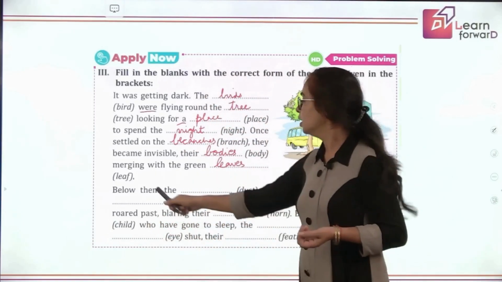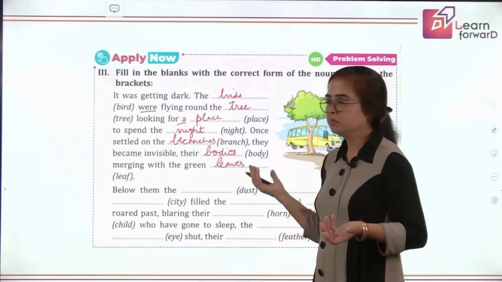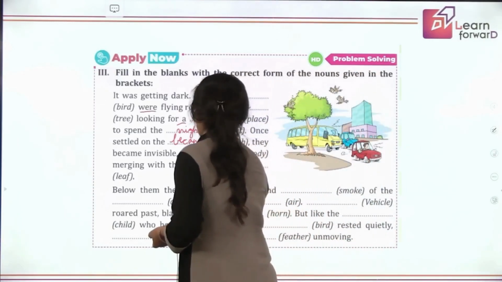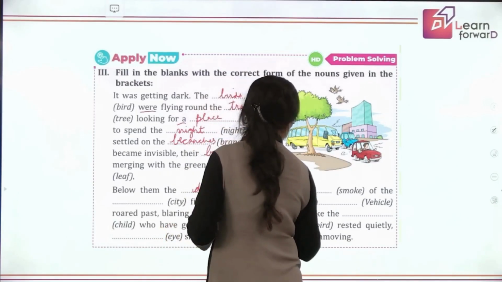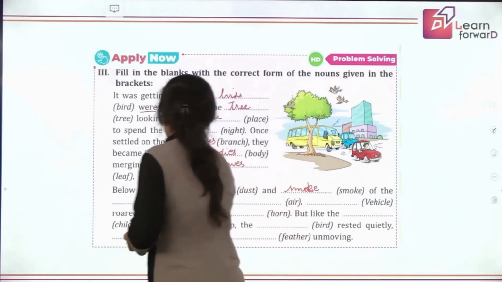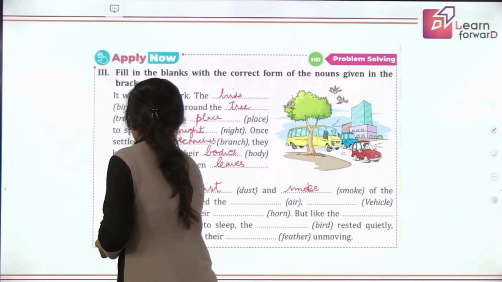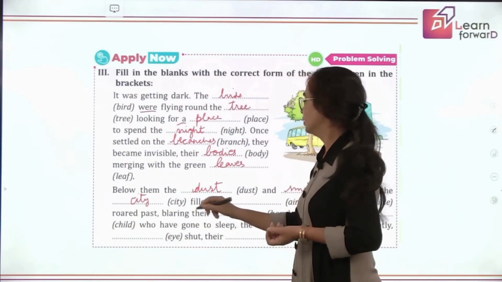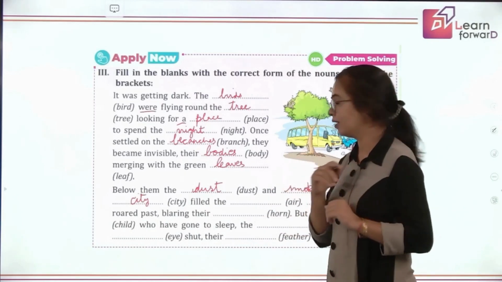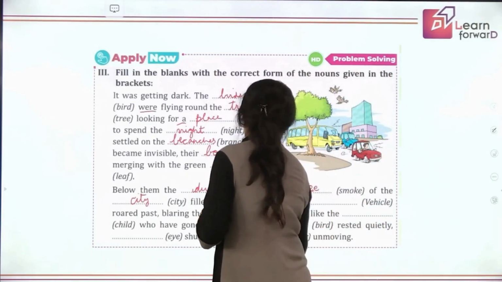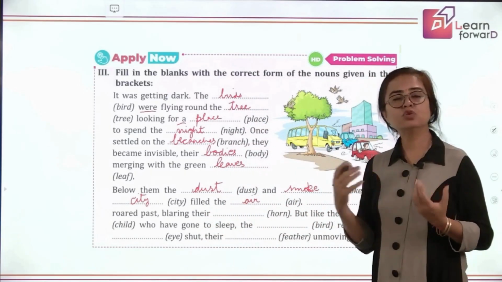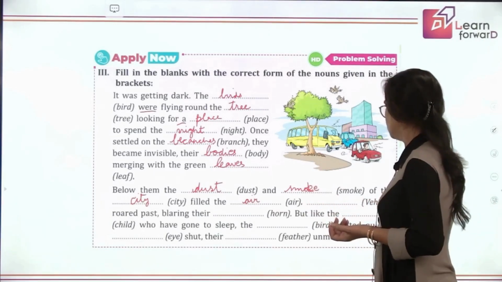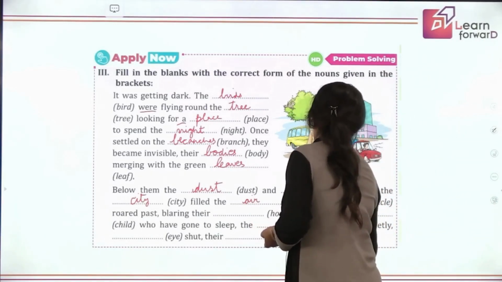Let's go ahead. Below them, the dust. It's not countable. Smoke is also not countable. So below them, the dust and smoke of the city, because of the moving traffic, filled the air. Again, air is not plural. It is uncountable. Now, there were so many vehicles that rolled past. So we'll be using the plural of vehicle, vehicles.